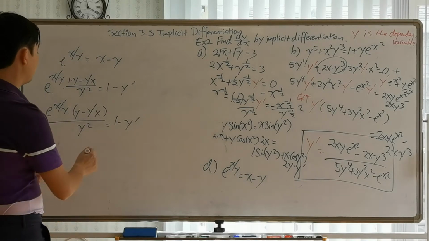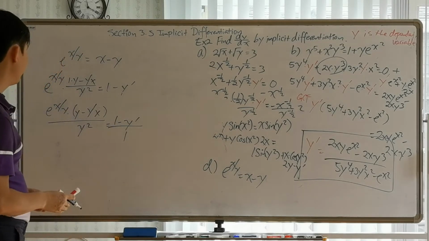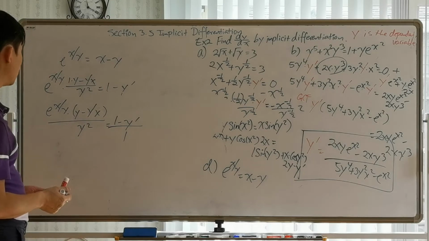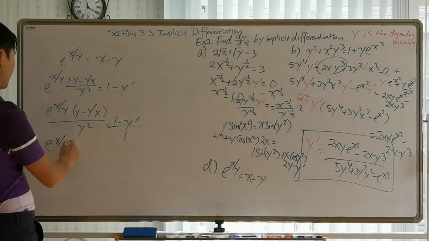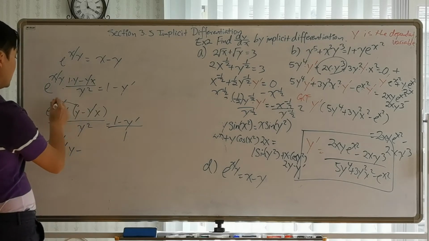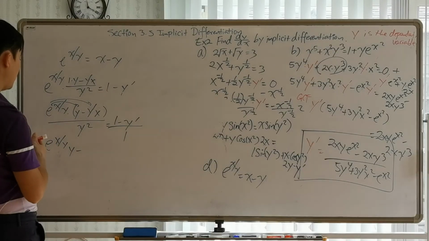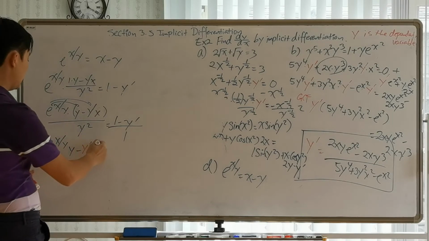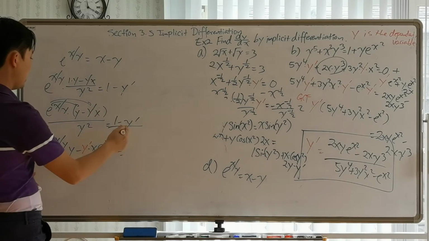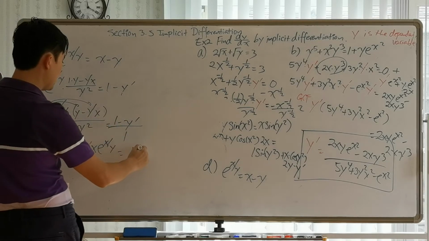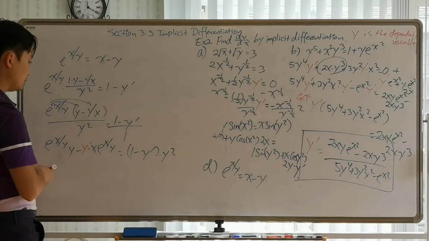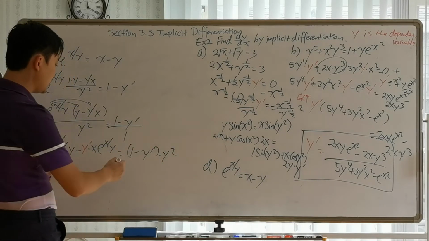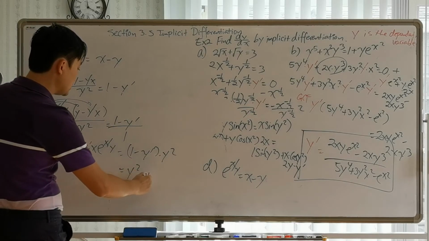So one thing that we can do, can we cross multiply? What happens if you cross multiply? So once you cross multiply this, this one is e to the power of x over y times y, distribute, minus y prime x e to the power of x over y. And then the right hand side we have 1 minus y prime times y squared. Well, obviously this one can distribute. So once you distribute, you do have y squared minus y squared times y prime.